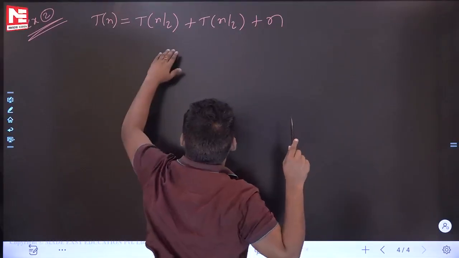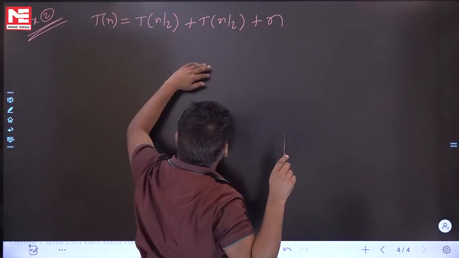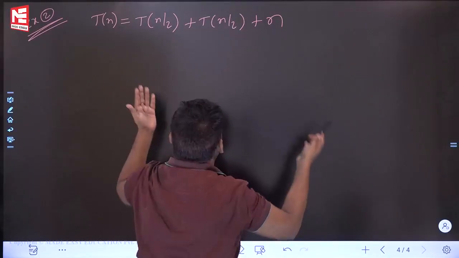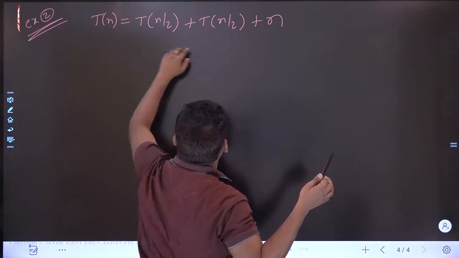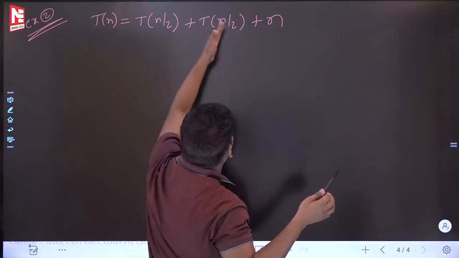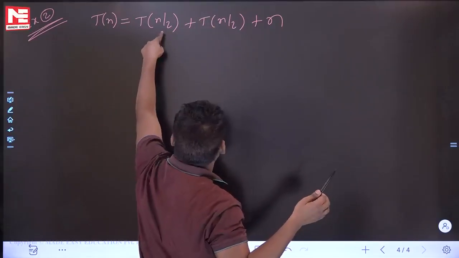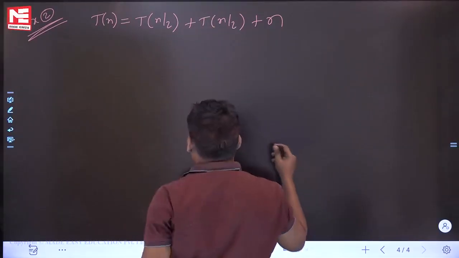Right? Please be careful. What is the difference between this problem and the previous problem? In the previous problem, you were dividing unequally. Now here you are dividing equally. How are you dividing? Left multiplied by 1 by 2, right multiplied by 1 by 2, which is nothing but left divided by 2, right divided by 2. Right? This is going to be very easy.